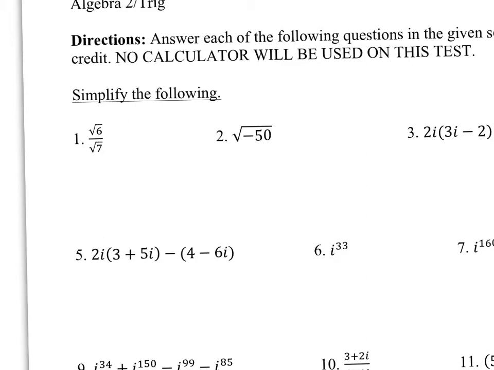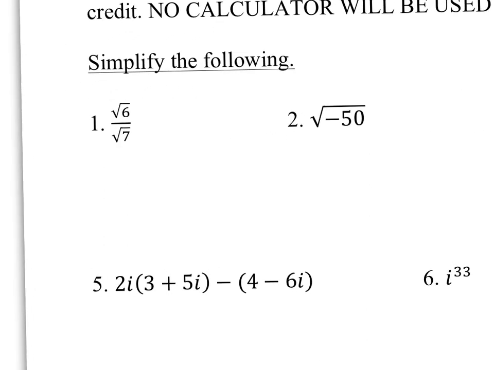So if I look at the very first question, I have two radicals that I'm dividing. I can't have a radical in the denominator, so I have to rationalize the denominator. In order to rationalize the denominator, I multiply by the denominator. So I'm going to multiply the top by rad 7 and the bottom by rad 7.